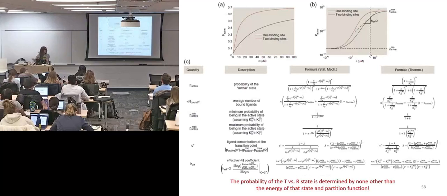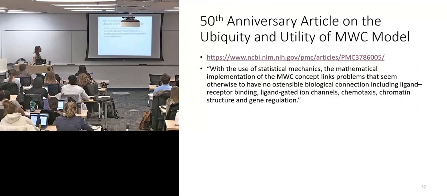And in the end, what it's giving you is that the probability of T versus R state is determined by the energy of the state and the partition function. And these equations, if you could read them, are essentially the same equations we saw for calculating the partition function. Okay? So I invite you to take a look at that paper.